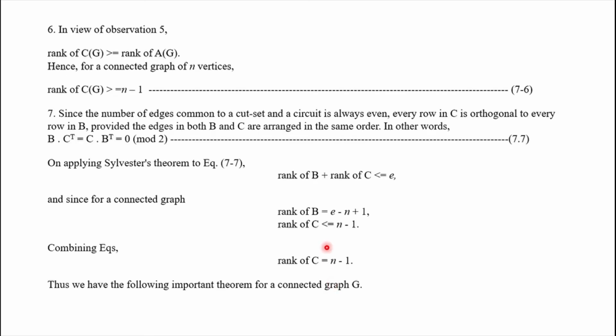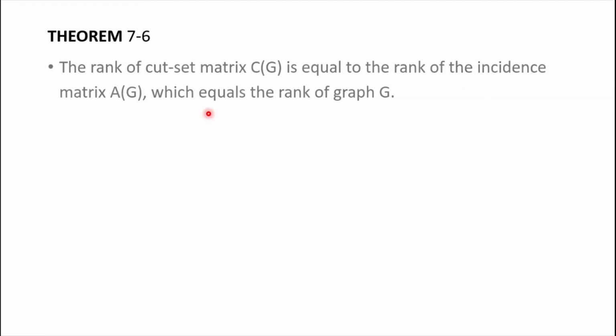As you can see, the rank of this is n minus 1. The rank of the incidence matrix, as we have already proved, is n minus 1, and the rank of the graph is also n minus 1. So therefore, the theorem: the rank of cut set matrix CG is equal to the rank of incidence matrix AG, which equals the rank of graph G.